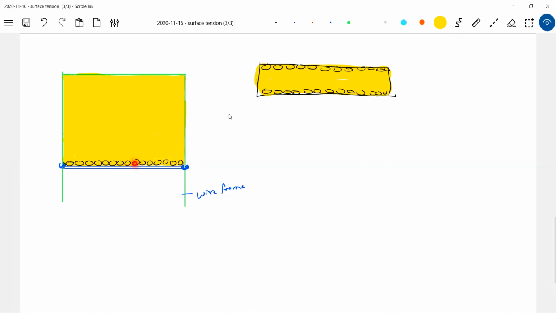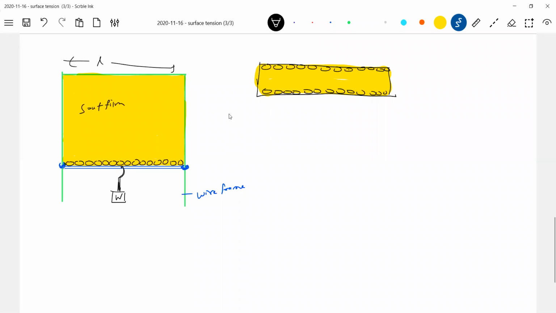So tell me, like this molecule, what will it do? It will exert force on adjacent layers. So here what do we have? We have a rod, and to this rod I suspended a weight. Okay, let L be the length of this one. So this is the soap film.